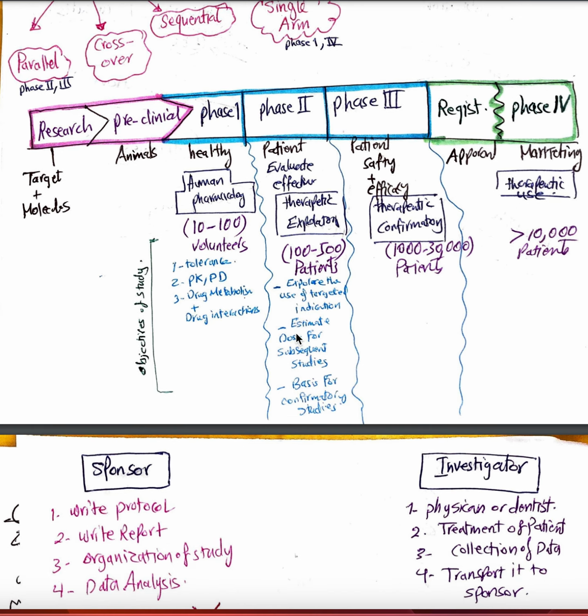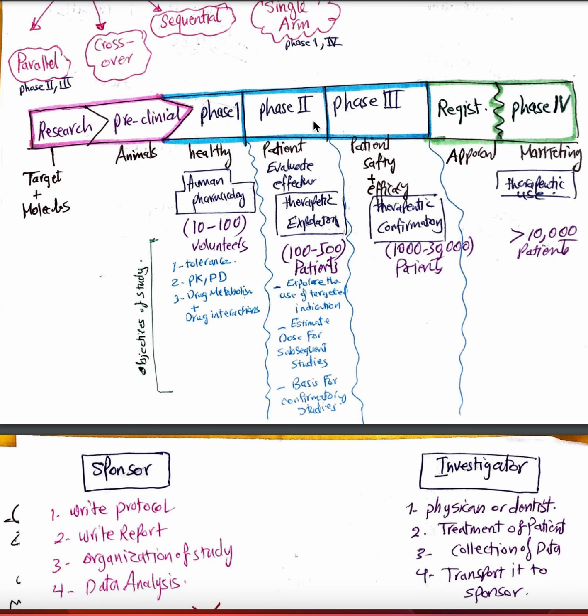Okay, so why do we do that? We evaluate these patients, explore the use for the target indication, and estimate the dose for subsequent studies, to make sure this is the best dose for the patient to have an effect on the disease, for example, the efficacy and the safety. At the same time, it is the basis for the confirmatory study, because phase 3 is also on patients, and it is important for the efficacy and safety of the drug. So we can call it therapeutic confirmatory, so they depend on each other.